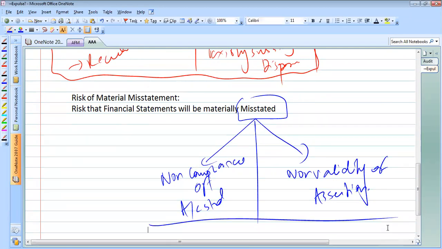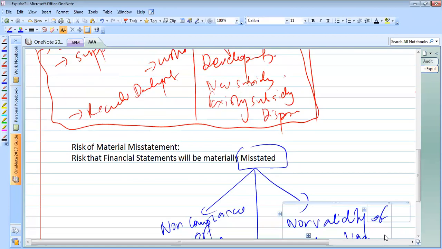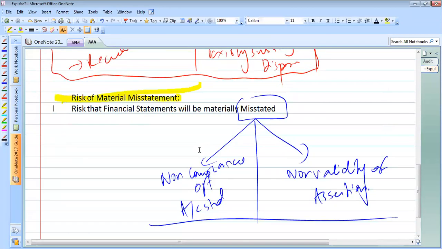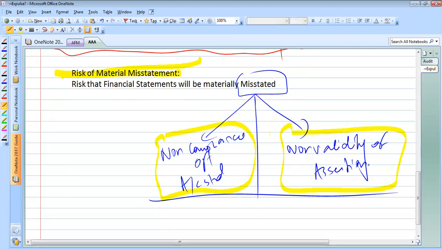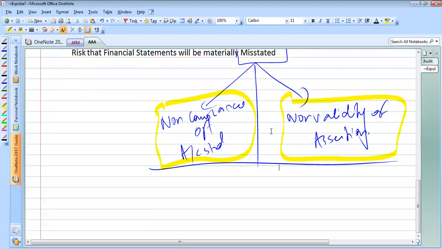So at the planning stage of the audit, you need to assess the risk of material misstatement also. I'm going to explain what exactly you mean by assessing the risk of material misstatement. The misstatement could be with respect to two things. Number one is non-compliance of accounting standard, and number two is non-validity of assertion.